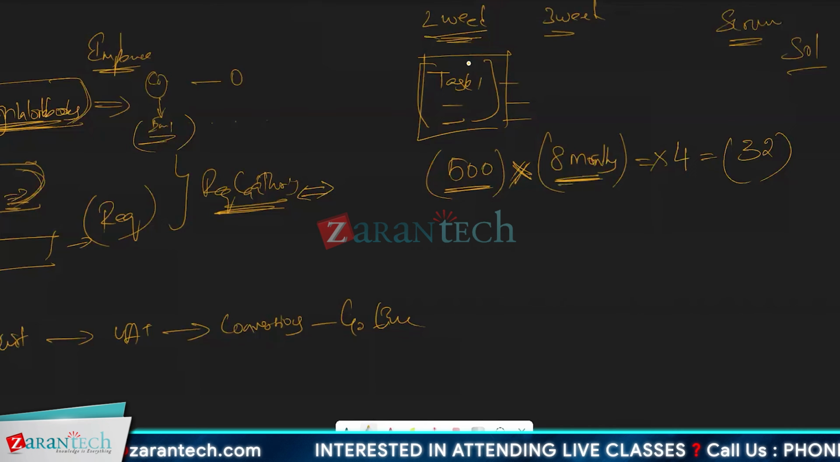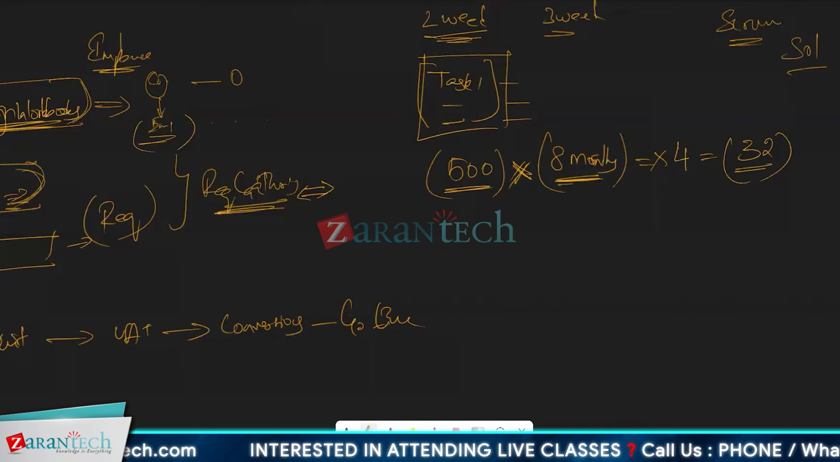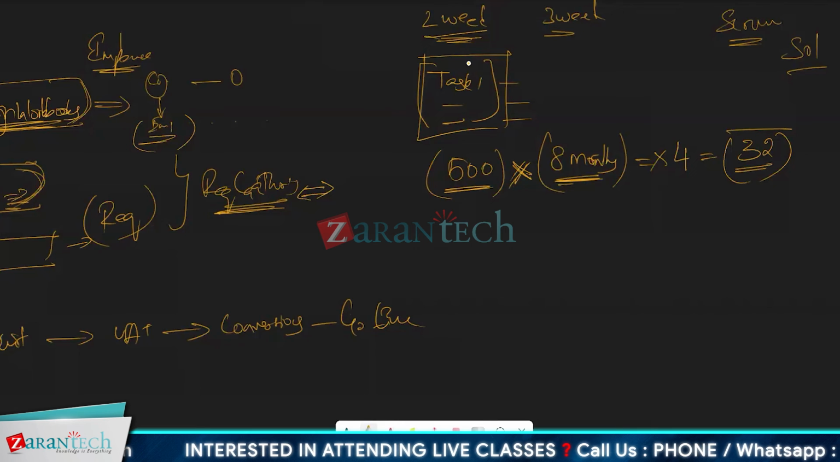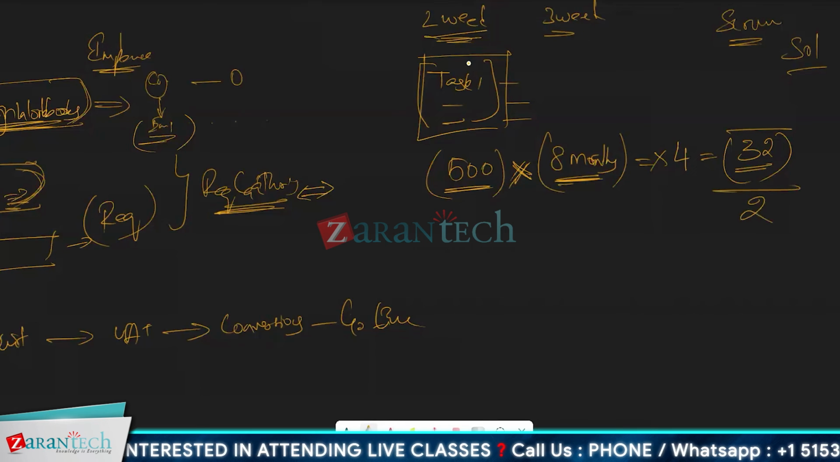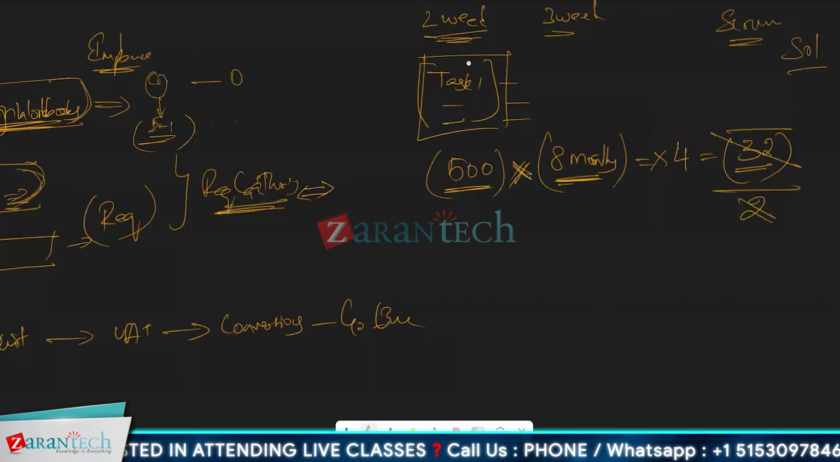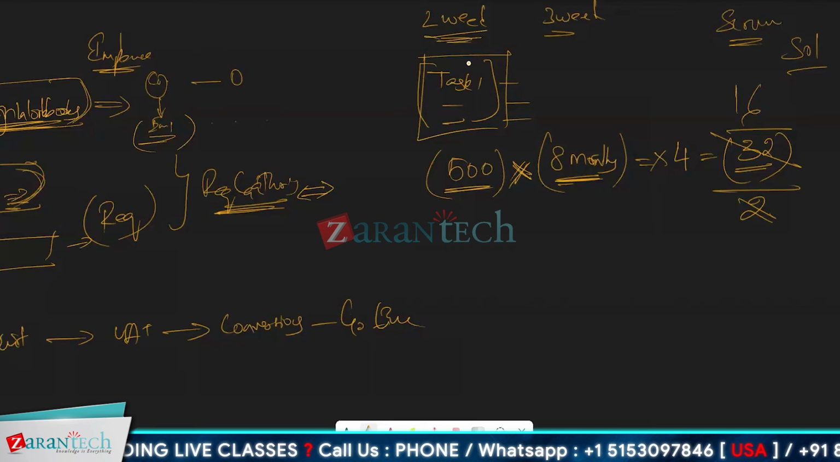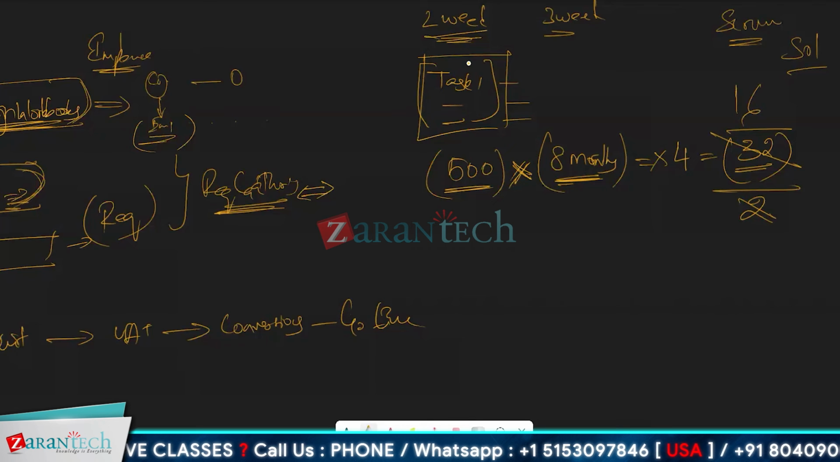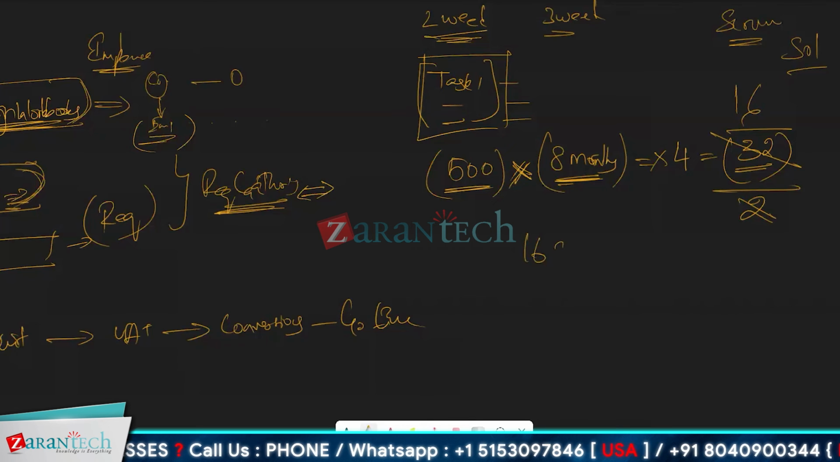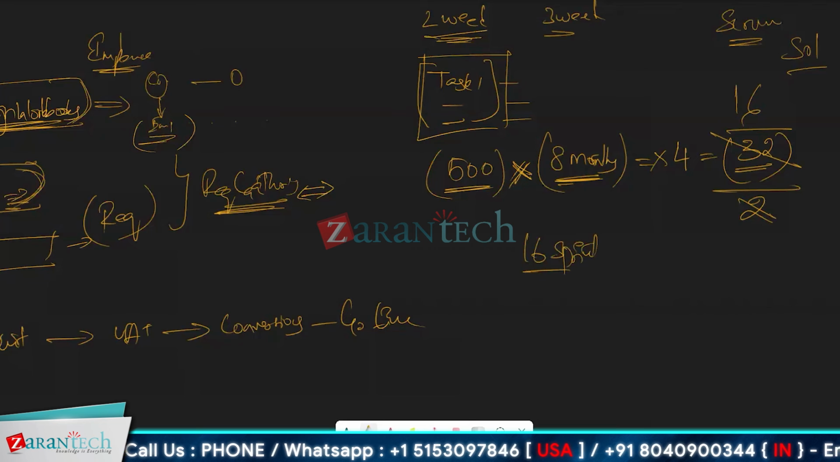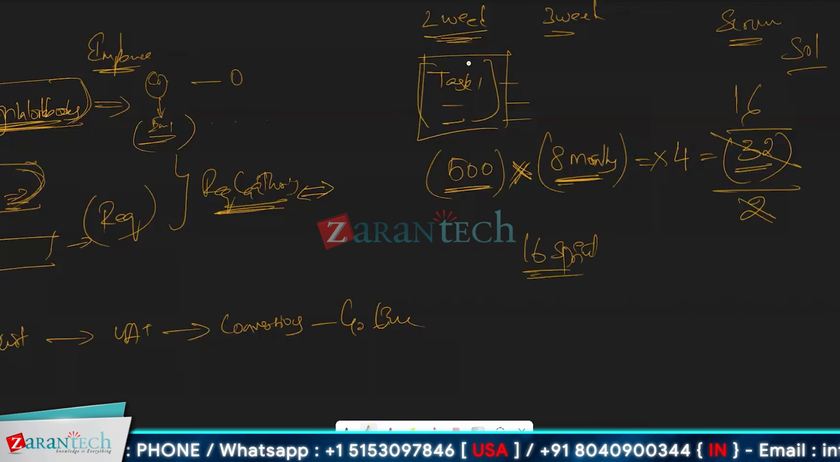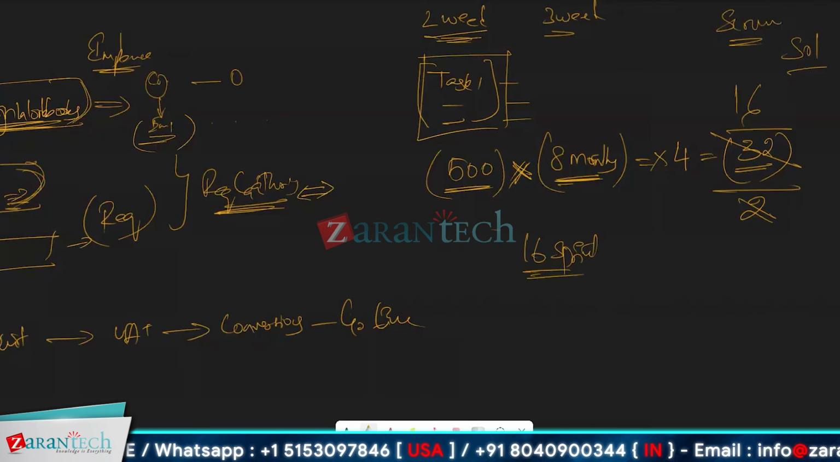So 8 months will be 32 weeks. Okay, now this 32 weeks, let's suppose we are going to do a 2-week sprint, so this will be divided by 2. So basically you will be doing it in like 16 sprints, right? So you will be dividing this entire 500 tasks into 16 sprints. Now each sprint you will complete, let's say, 500 tasks divided by 16.